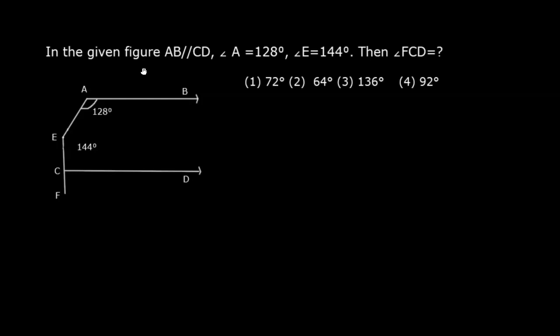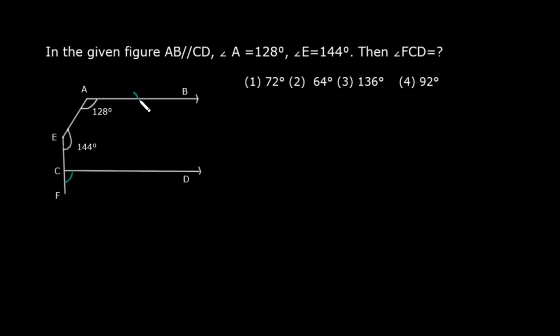In the given figure, AB is parallel to CD. Angle A is 128 degrees. Angle E is 144 degrees. Then we have to find angle FCD. That means we have to find this angle.